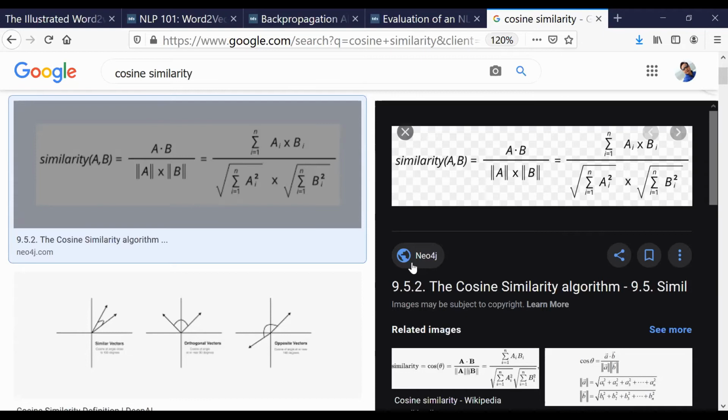Let's say I magically turn all of you into vectors. You are X, you are Y, and you're just two-dimensional characters. Then x1 times y1 plus x2 times y2, divided by the square root of x1 squared plus x2 squared, times the square root of y1 squared plus y2 squared. You get some number. That's how similar they are.